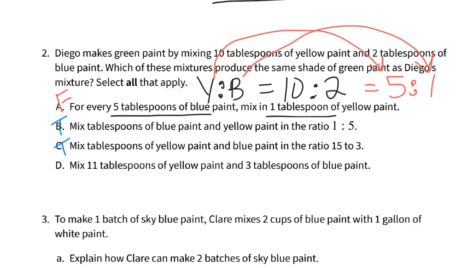And lastly, D, mix 11 tablespoons of yellow and 3 tablespoons of blue. Well, our previous answer was true. That's 15 to 3, so there's no way that a 11 to 3 could be the same shade as 15 to 3, so we automatically know that that one's false, and there you go.